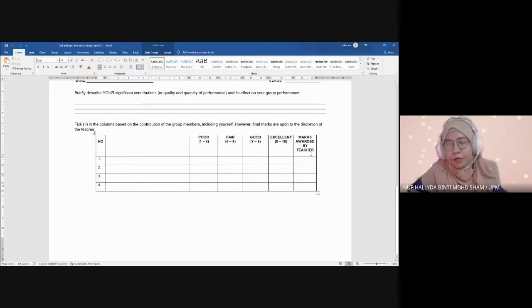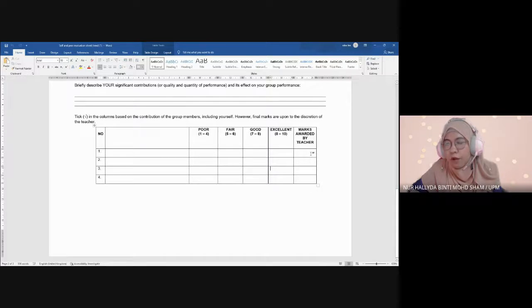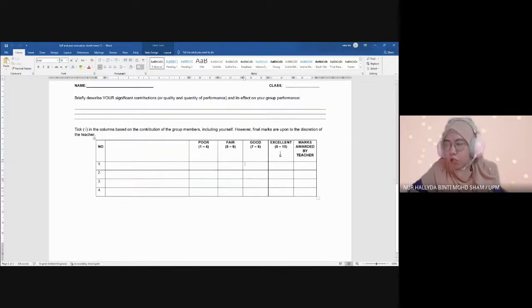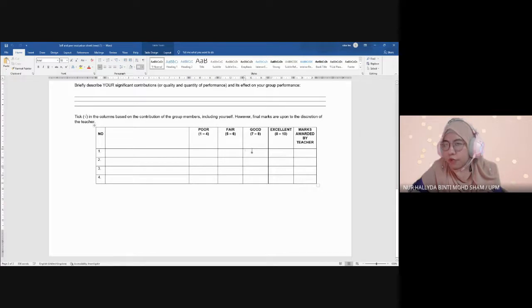Don't be too worried about the marks given or whatever marks you might get, because it will also be influenced by my marks. Sometimes I say, oh, this student received good marks from her friends, but I know what kind of student she is or he is. I have my own way to observe your contribution. So don't hesitate to evaluate your friends. If you feel like this one person did poorly, just rate him or her poorly.